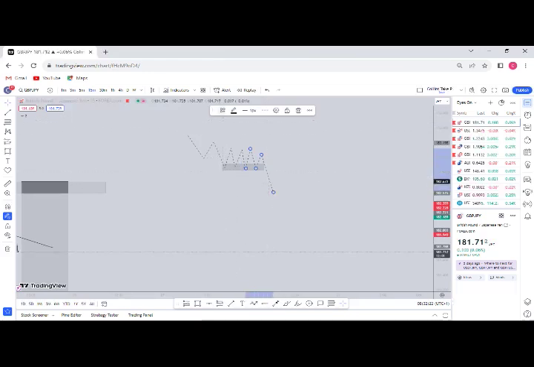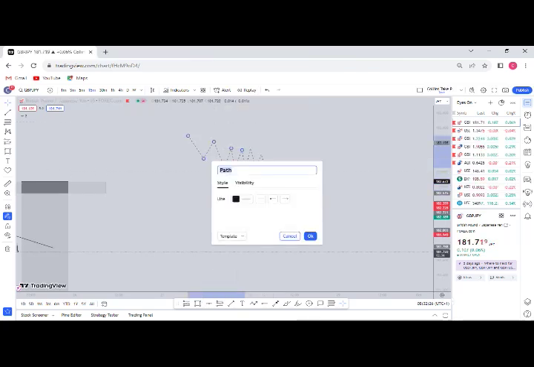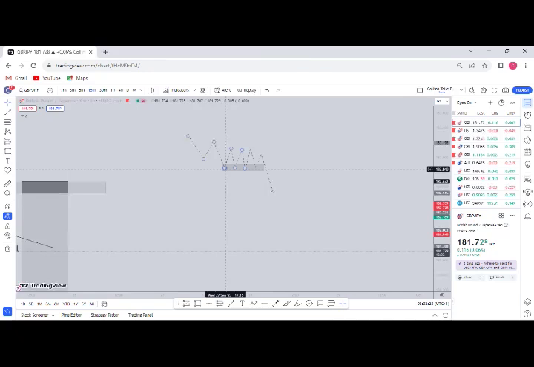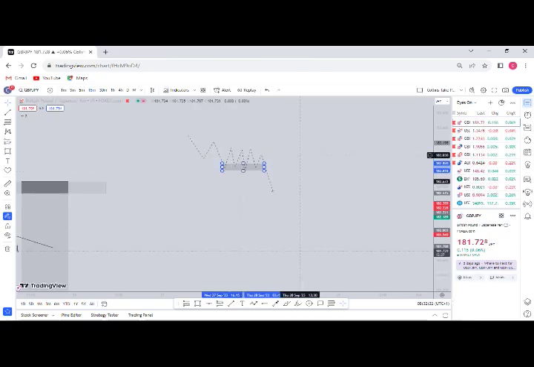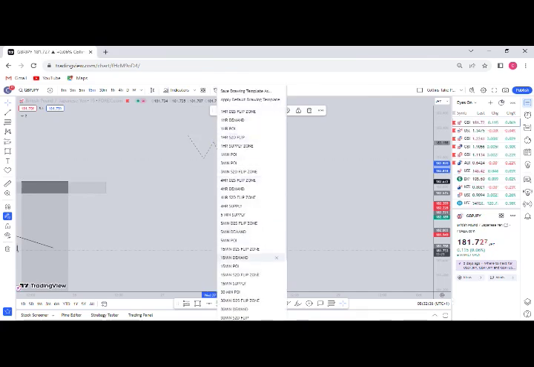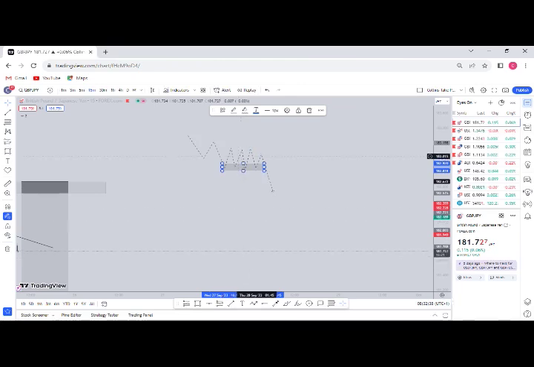Let me give this our 15-minute demand. And then this is our flip zone, right here, where this supply was introduced before price broke through the demand.